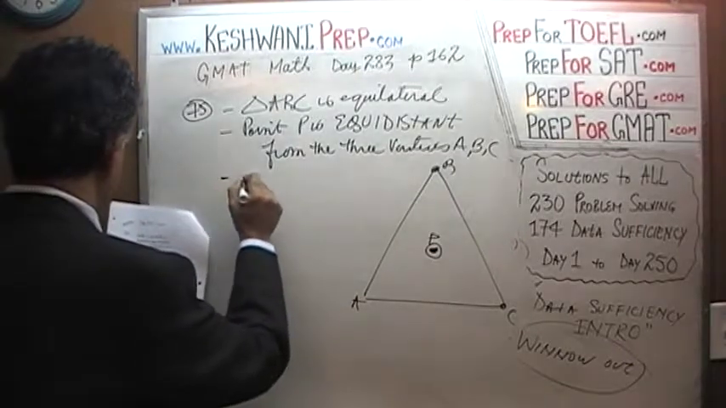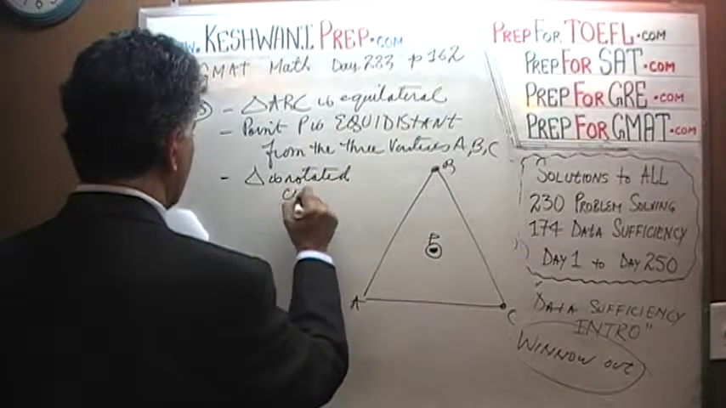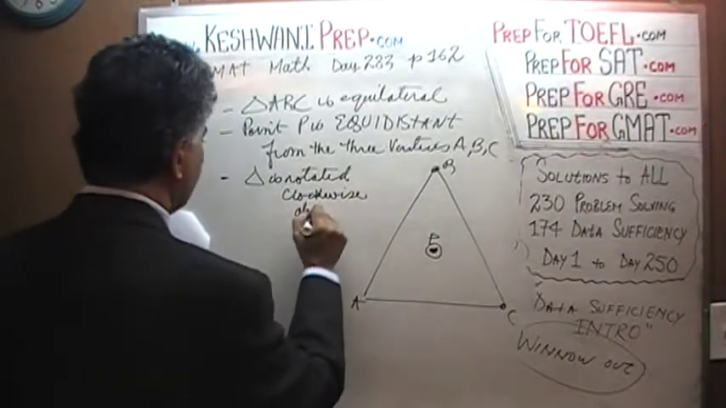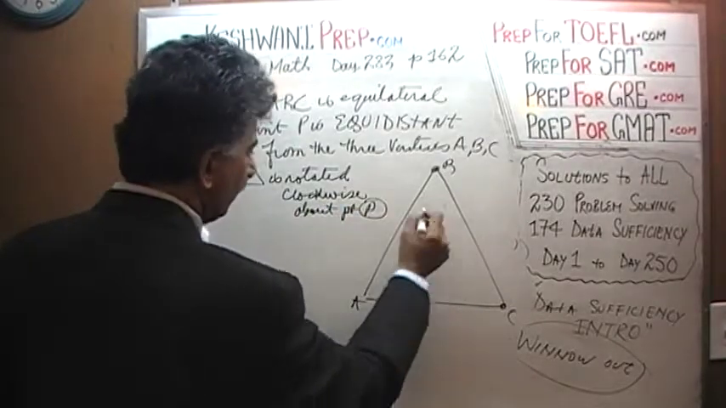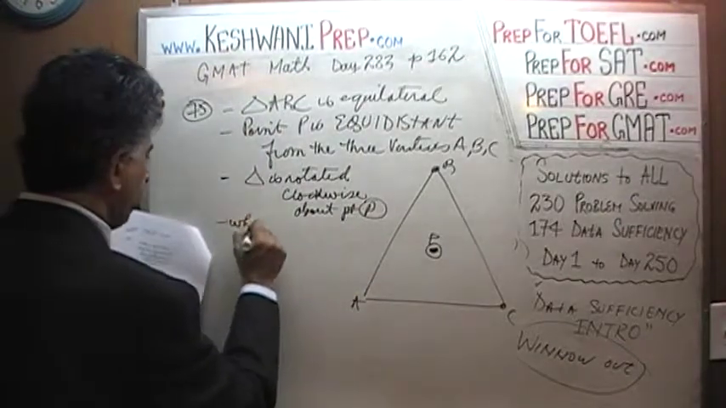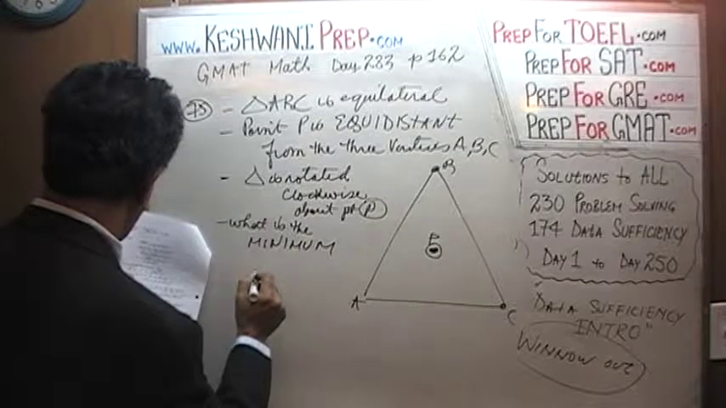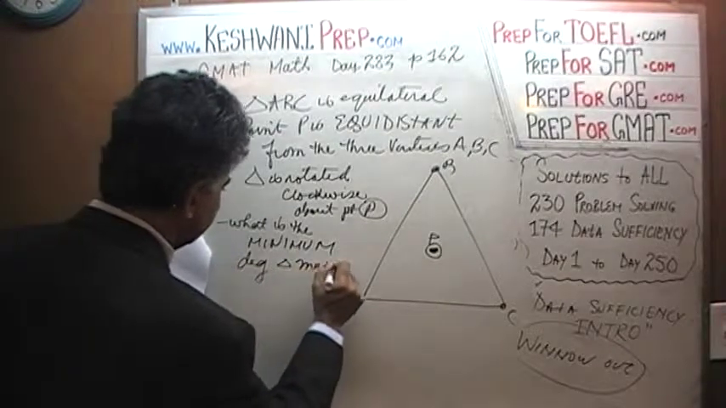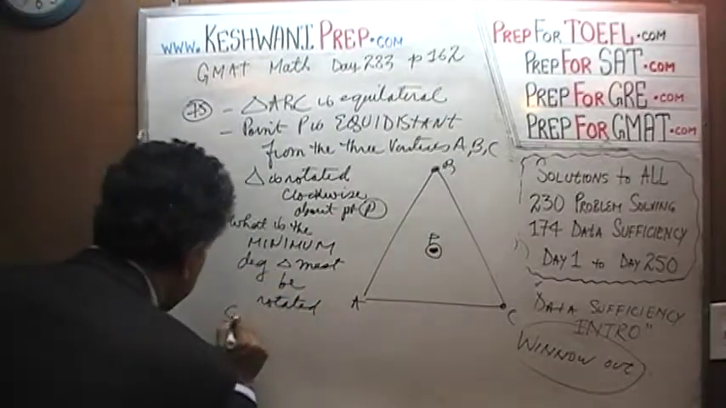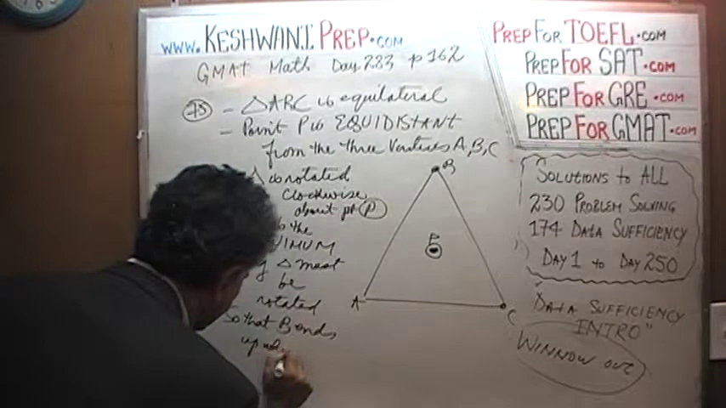So we're going to rotate. The triangle is going to be rotated clockwise about point P, and hence the significance of point P. We're going to rotate the triangle about this point clockwise. The question is, what is the minimum degree the triangle must be rotated so that B ends up where A is now?